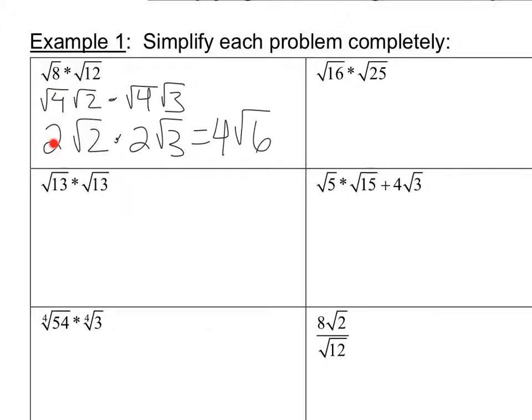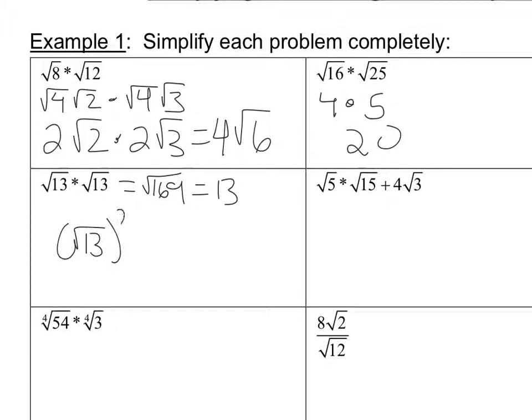So let's take a look. See how square root of 4 is 2, and then you still have square root of 2. Square root of 4 is 2, you still have square root of 3. Then I multiplied what's outside. 2 times 2 is 4, 2 times 3 is 6. Okay? So here now, this one gets nice. It's just 4 times 5, 20. Now, square root of 13 times square root of 13, well, that's technically square root of 169, which is 13. But another way to look at that is, it's the square root of 13 squared. So it's just 13.